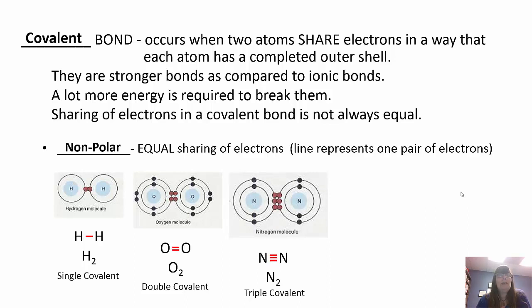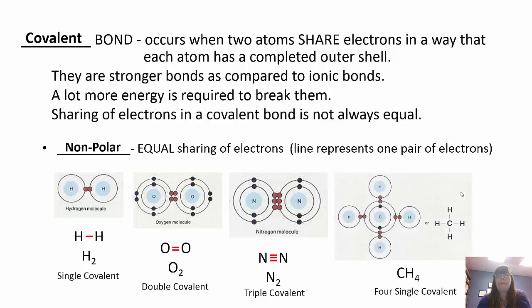Single means one pair of electrons are shared. Double means two pairs are shared. Triple means three pairs are shared. And you can see this with the hydrogen molecule, an oxygen molecule, and a nitrogen molecule. 4 single covalent bonds can be seen in something like methane, CH4. You've got the carbon and 4 hydrogen equally bonded to it.